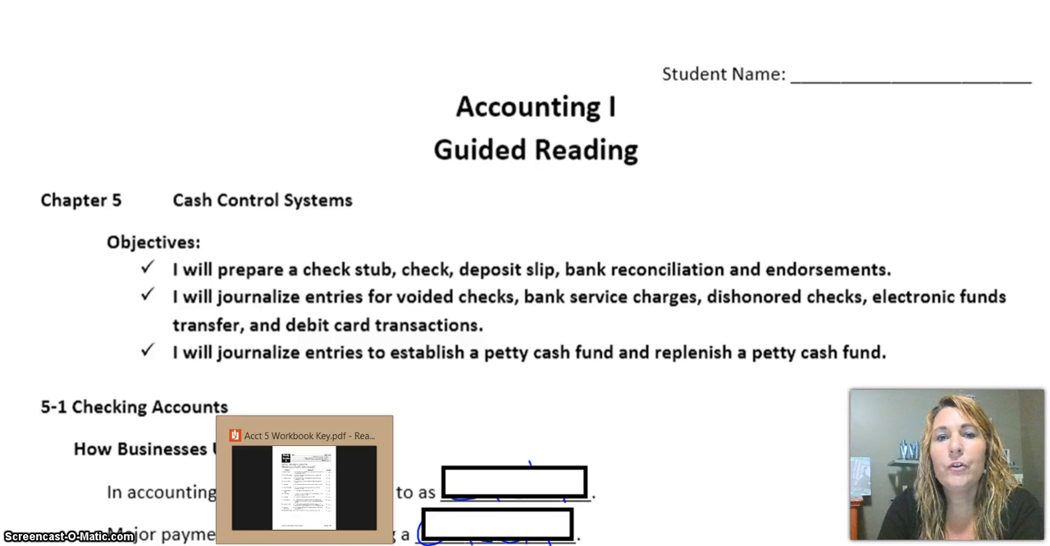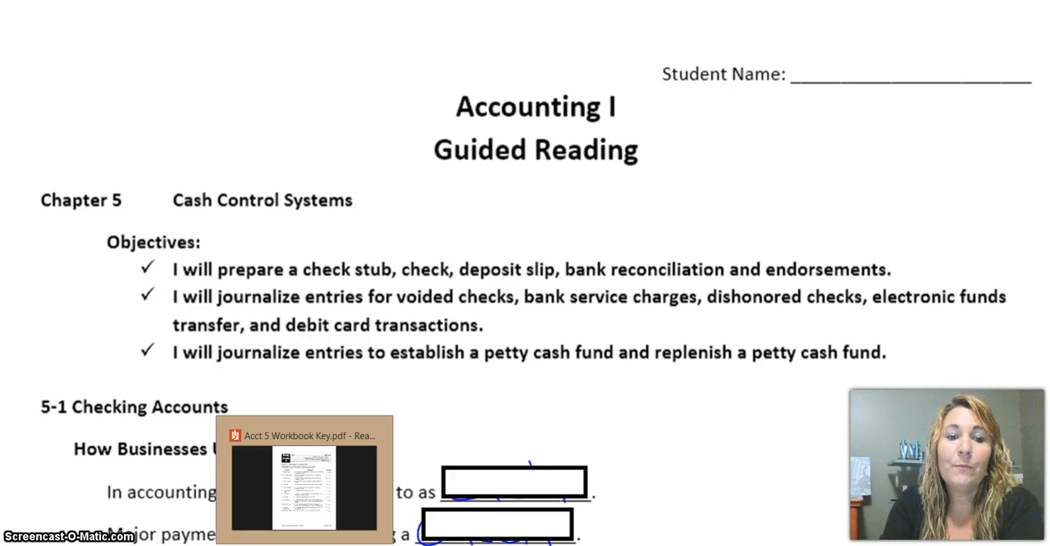So in the past, we've learned our debits and credits. We've changed from our T accounts. We put everything into our journal and journalized it. Then we have posted from our journal into our general ledgers. This chapter is a little bit different. We're not going to be doing so much with the journals or the ledgers, but we are going to be working with our cash control systems, which is basically dealing with our money and our cash and our banking.